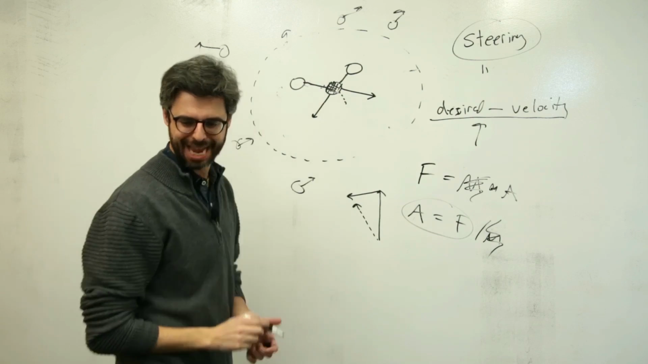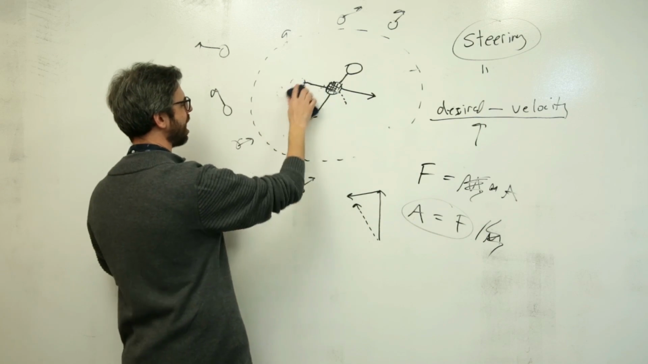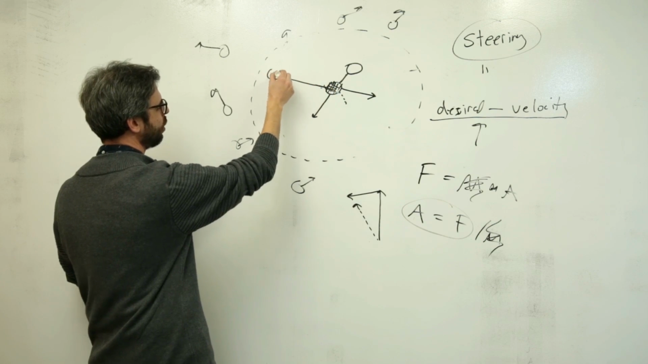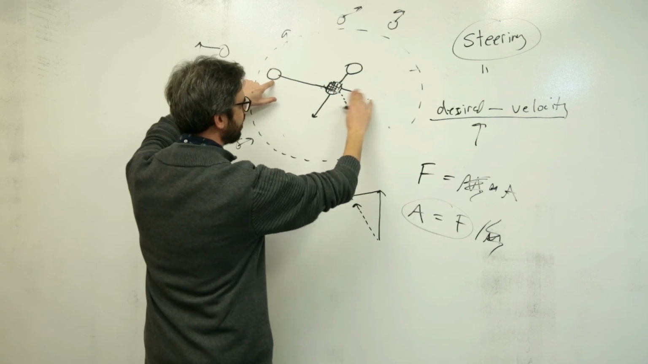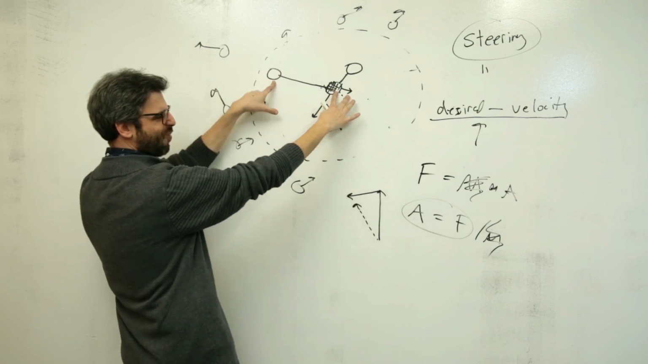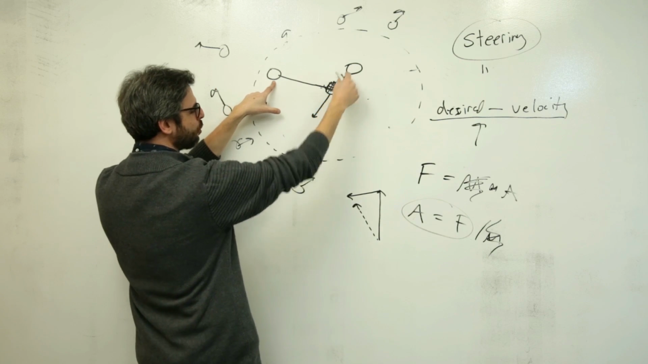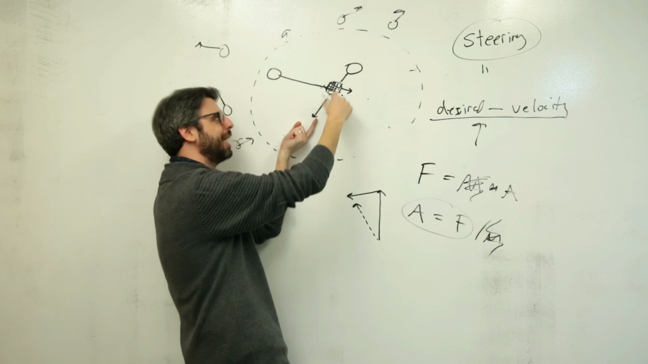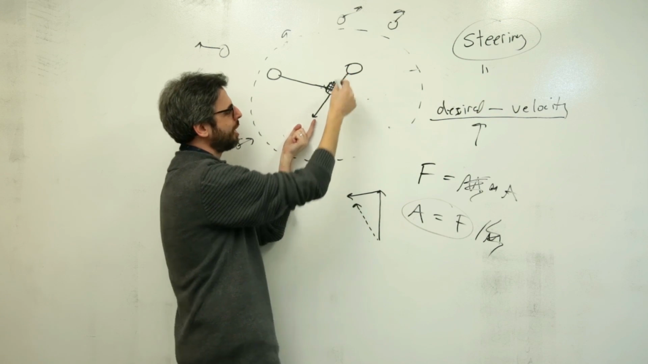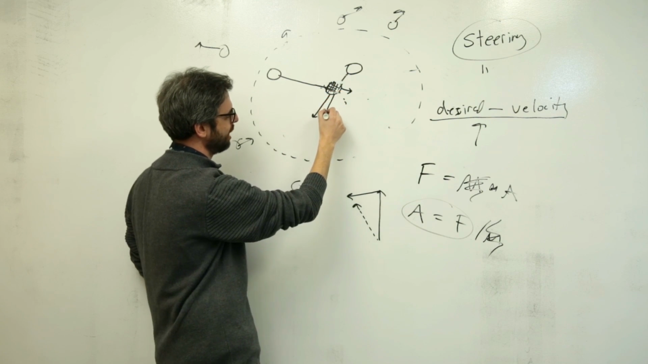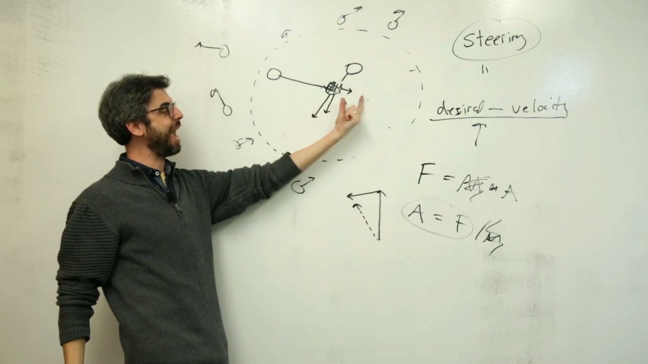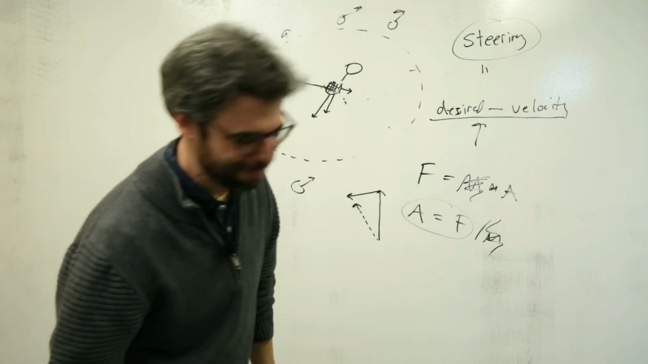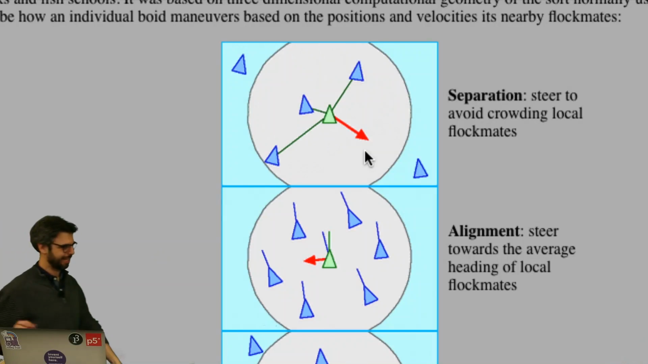It even would make sense for the magnitude of that desired velocity to be proportional to the distance. If this one is here, I maybe want to avoid it, but I only really need to think about avoiding it a little bit. If this one's really close, I need to avoid it a lot. So the magnitude of the vector is inversely proportional to the distance of the local flock mate. This might end up with a desired velocity of something like this if I'm averaging those two together. Okay, let's see if we can implement that. Not going to be super easy, but let's do it.